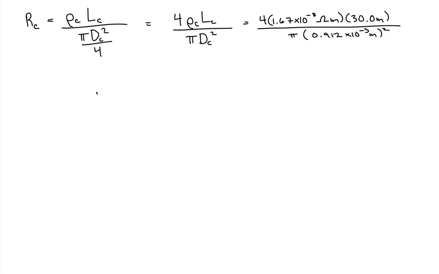Well, let's cancel some units here. I see a meter squared in the numerator cancels with a meter squared in the denominator, leaving our units to be the ohm. So the units check, which means that we could write that the resistance of our copper wire, after plugging into my calculator, I get 0.767 ohms.